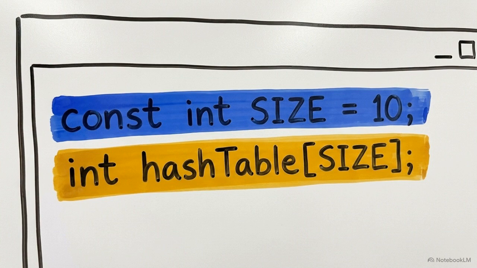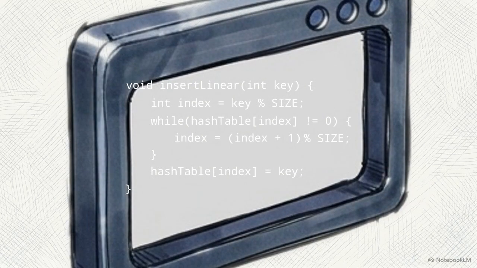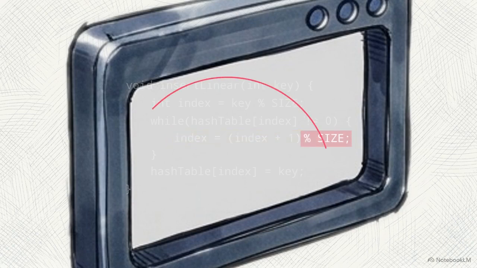Implementing this in a language like C++ typically begins with a fixed-size integer array to serve as the foundation of the table. Here is the implementation for linear probing. The logic inside the while loop checks if a slot is occupied. If it is, the code increments the index and uses the modulo operator to wrap around to the beginning of the table if it reaches the end.